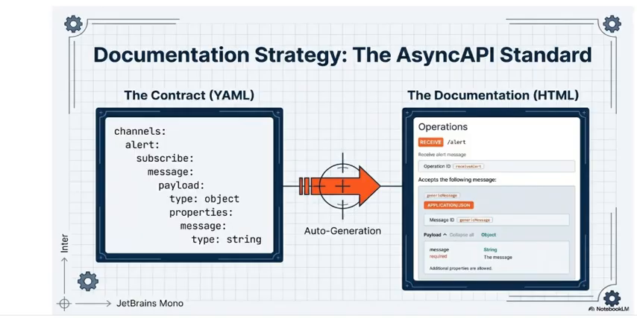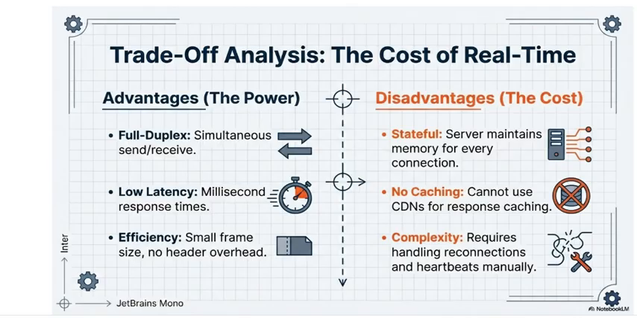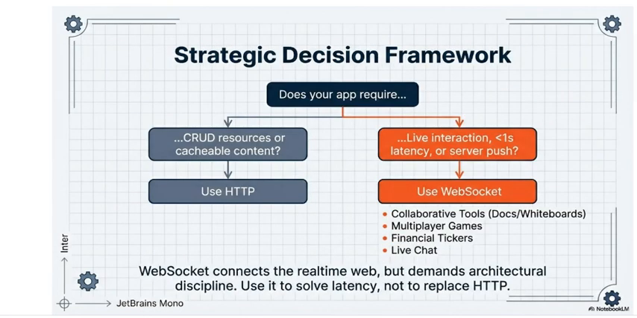When should you actually use this? The decision tree they give is pretty simple. Ask yourself, am I just doing CRUD operations? Am I fetching a resource like a blog post or a user profile? If yes, use HTTP. It's stateless, it's cacheable, it's easy. But if you need that live interaction... If you need latency under a second, or you need the server to be able to push data without being asked, think collaborative whiteboards, chat apps, financial tickers, then and only then do you reach for WebSockets. It's the right tool for the right job. Precisely. WebSockets solve the latency problem. They are not a replacement for HTTP.